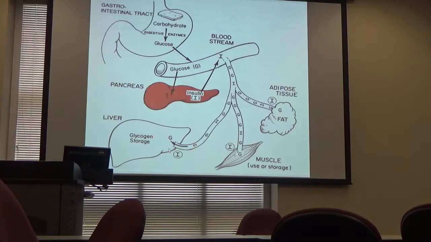So insulin will help glucose be taken up by the liver and stored as glycogen. It'll help glucose being taken up by the muscle. It'll be stored as glycogen. It'll help sugar be taken up by fat, and eventually it'll be converted into triglycerides. All building up, this is all storage. So it doesn't really address taking it up and utilizing it right away as fuel, which we'll talk about later.